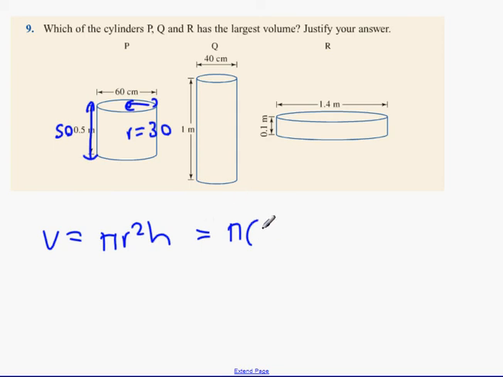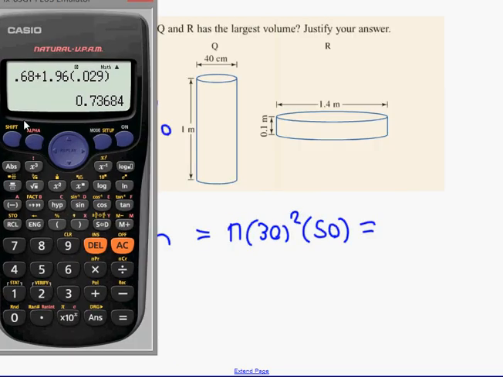Pi times radius and 50. Now let's see which one it is. Put it into the calculator, guys. Shift pi 30 squared, times 50. 45,000 pi. Press the change button. 141,370. We'll round it up to 372, yeah?